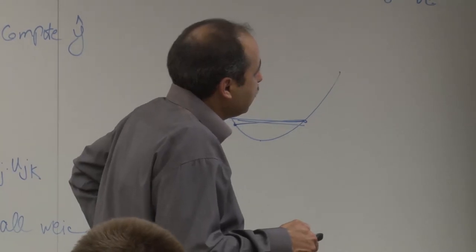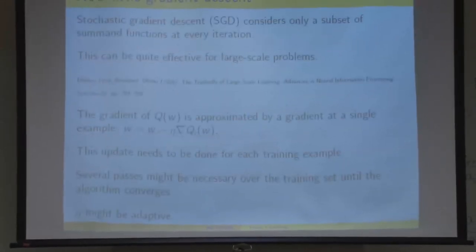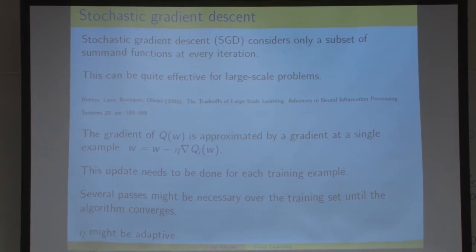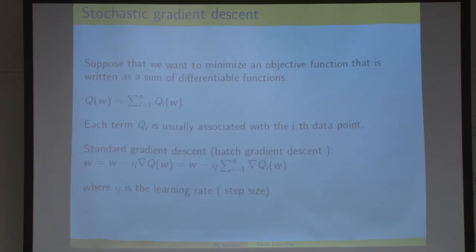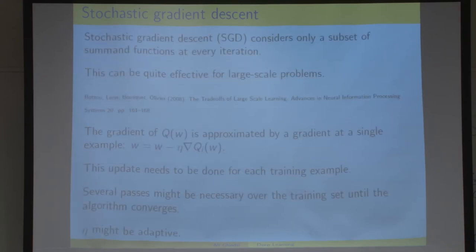So here, this is basically plain gradient descent, or batch gradient descent. But in stochastic gradient descent, called SGD, you consider only a subset of this summation. You have this summation here, and instead of everything, you consider a subset of that. It's called stochastic gradient descent, and it could be quite efficient. Usually people get rid of this summation and go for only one data point, as we did for the neural network and for the perceptron.